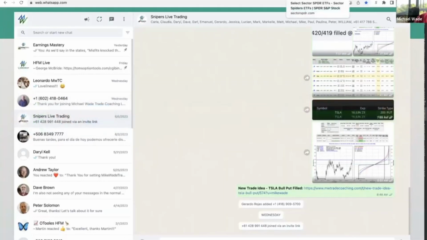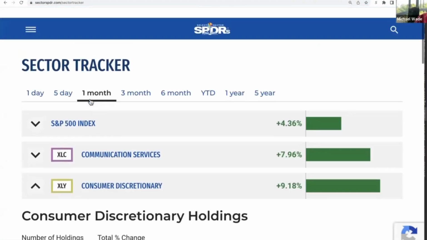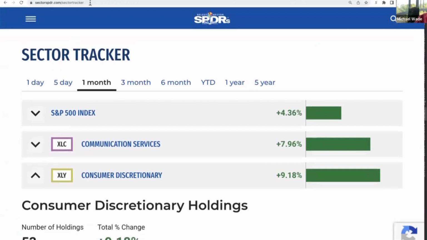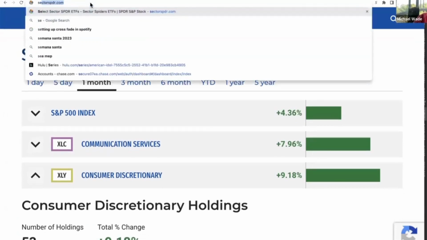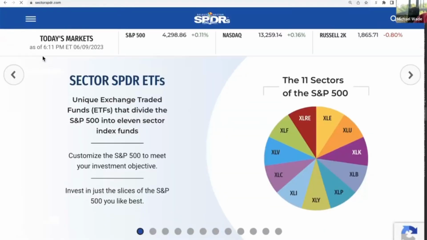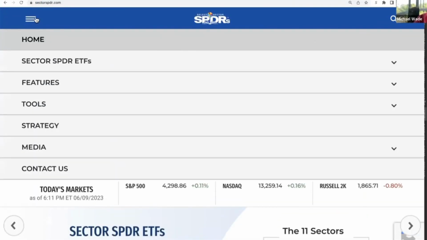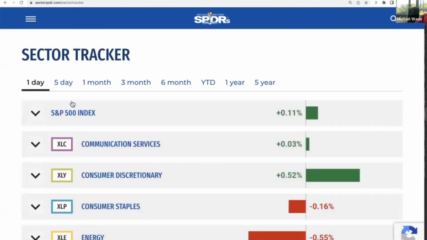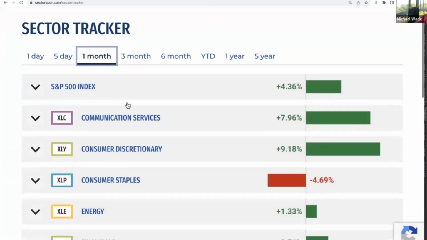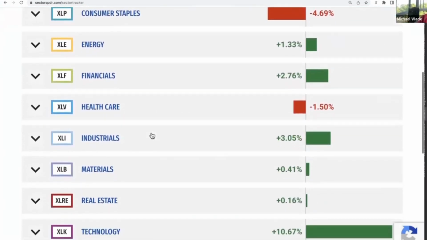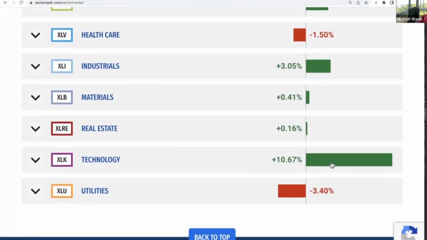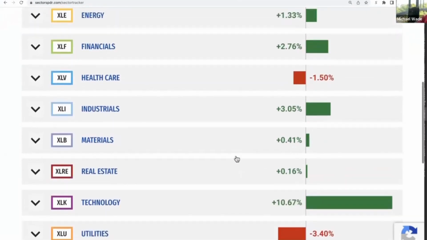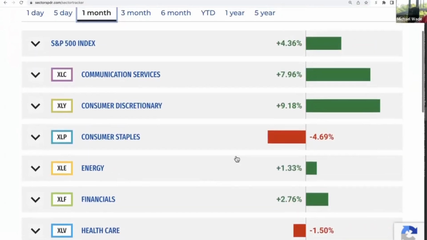Well, you can go to a lot of places. This is one that I like. I use it all the time. Let me show you how to get there. You go to sectorspider.com. And then you go to tools here. They've changed their website, so it's a little different. Go to tools, go to sector tracker. What's your vector, Victor? And then you can look at different time frames. So over the last month, you can see here what the hottest sectors are. Tech has been the hottest sector over the last month.